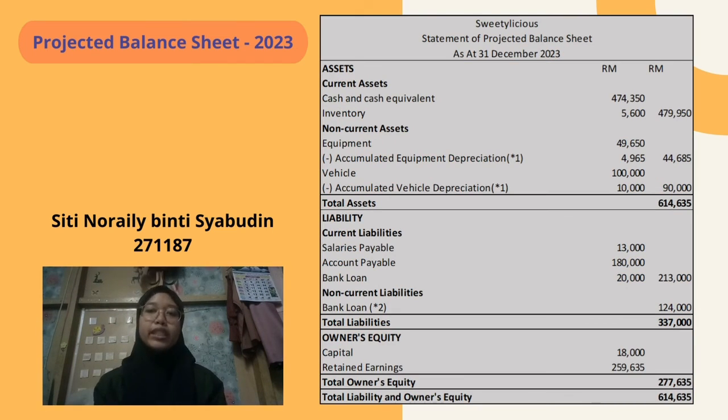Okay, for the statement of projected balance sheet as at 31 December 2023, the total asset in 2023 is 614,635. Meanwhile, the total liabilities is 337,000. And the total equity is 277,635. So the total liability and equity is the same with the amount of total asset, which is 640,635.